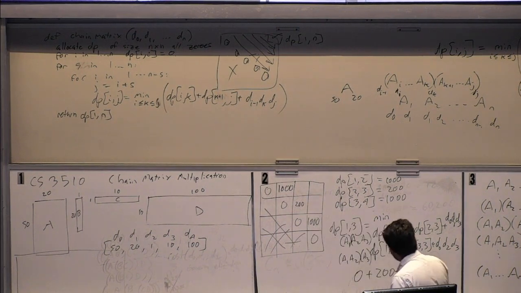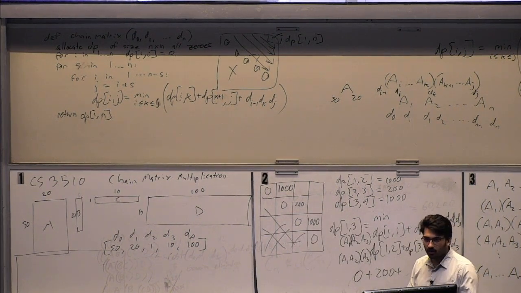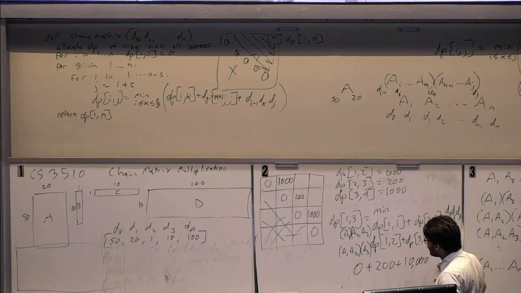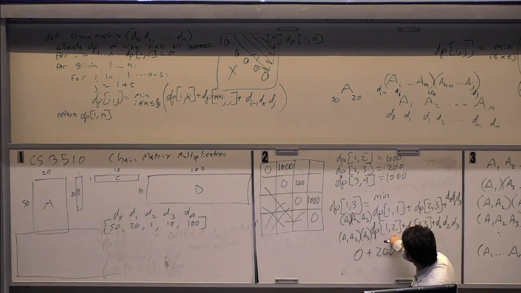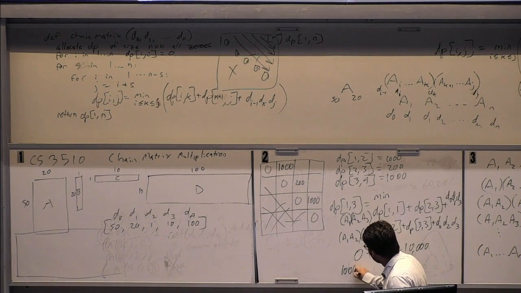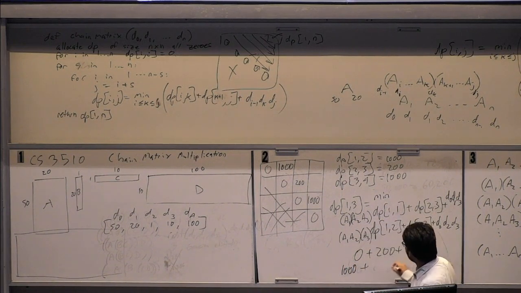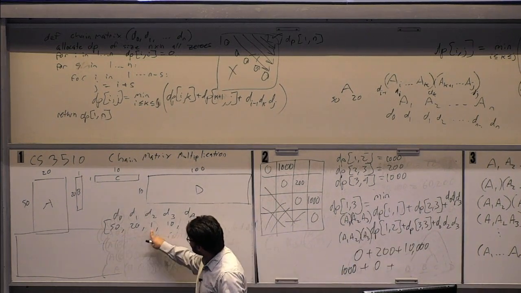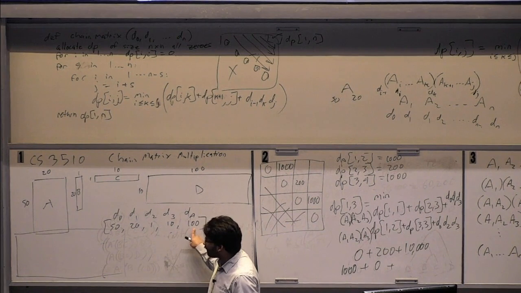Okay, good. I'm a theorist, the only numbers I know are 0, 1, and n. The computer is supposed to be doing this. That's going to be 10,000, right? So that's the first option, and then the second option is going to be d1, d2, which is 1,000, plus d3, d3, which is 0, plus d0, d2, d3, what is d0 times d2, that's 50 times 100, which is 5,000, right?